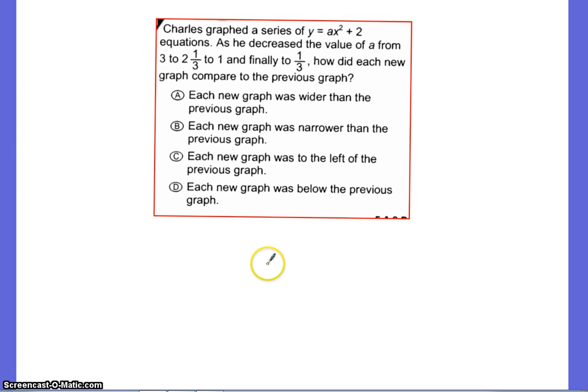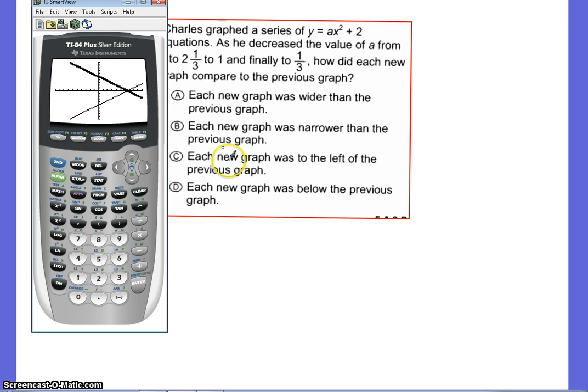As he decreased the value of a from 3 to 2 1/3 to 1, and finally to 1/3, how did each new graph compare to the previous graph? Well, if you remember your rules about changing a, that's super, it's fast, it's easy.